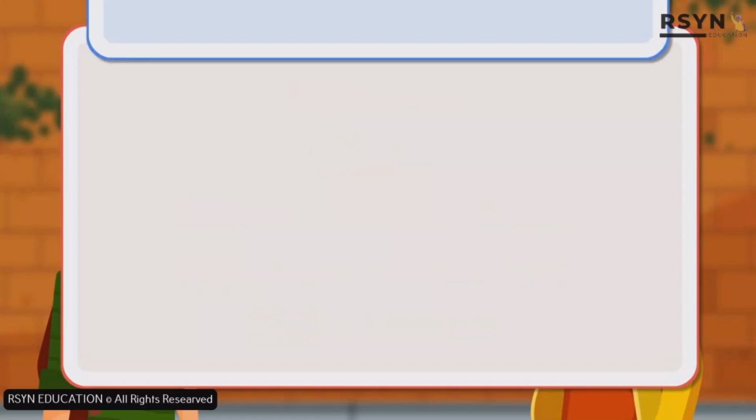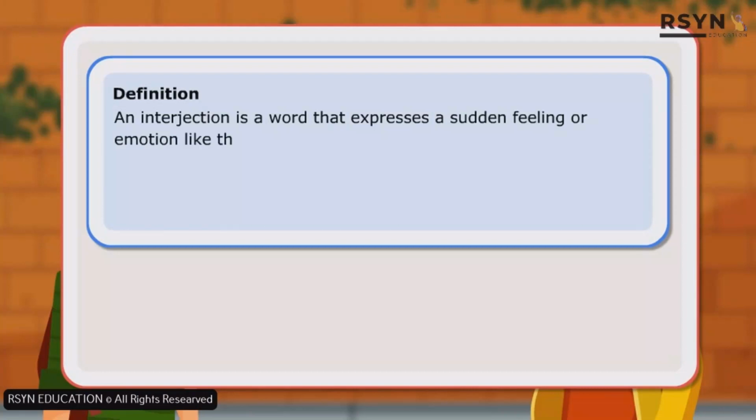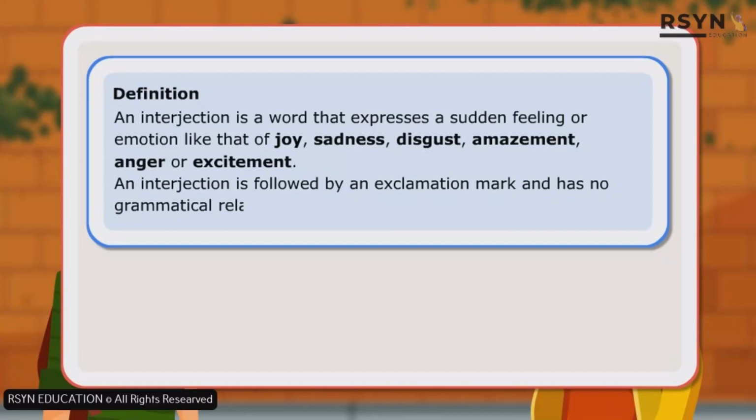Definition: an interjection is a word that expresses a sudden feeling or emotion like that of joy, sadness, disgust, amazement, anger, or excitement. An interjection is followed by an exclamation mark and has no grammatical relation with other words in the sentence. Let us look at a few sentences.